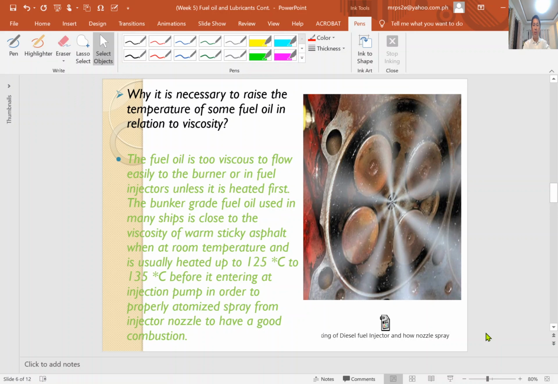So next, we have here why it is necessary to raise the temperature of some fuel oil in relation to viscosity.